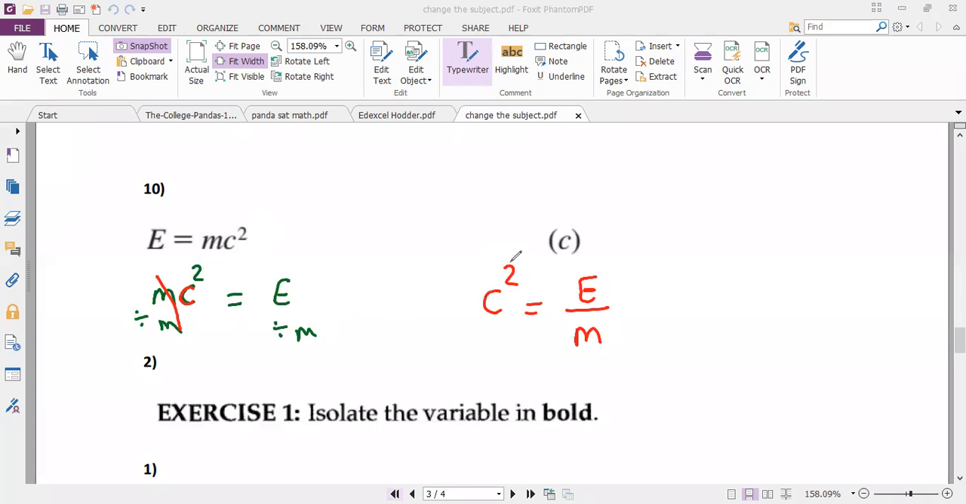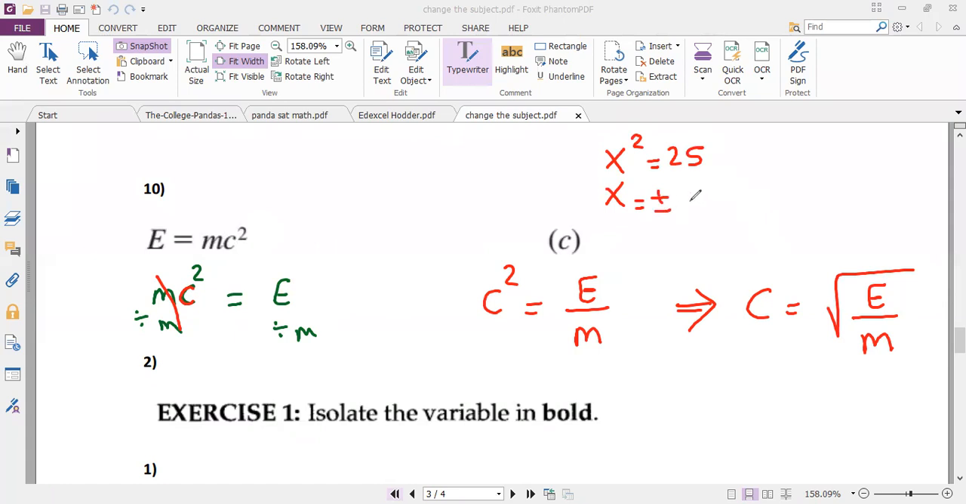And to get C, I have C squared. So as you know, to get C, just take the square root of E over M. By taking the square root of any value, like x squared equals 25, in this case we write x equals positive or negative square root of 25. So x equals positive or negative 5. I explained it in the previous sessions.